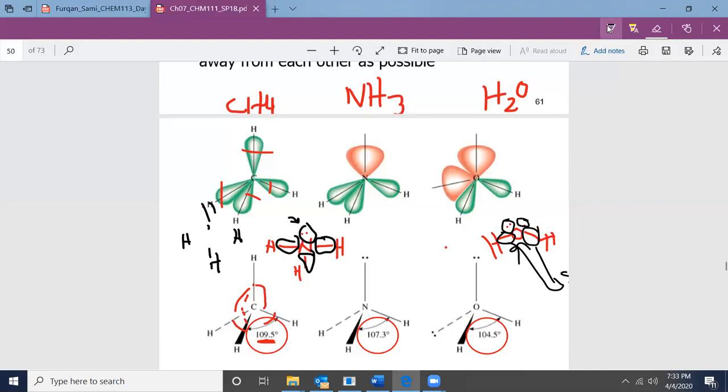So if we move from methane to ammonia and all the way to water, the total electron groups are four in each. What does electron group mean? The electron groups around the central atom. This is one electron group, this is another, third, fourth. So what is the difference from here to here? The difference is that out of four electron groups, one is a lone pair. Out of four electron groups, two are lone pairs.